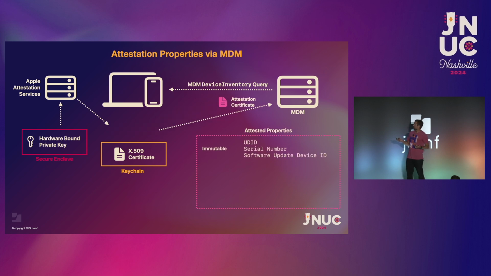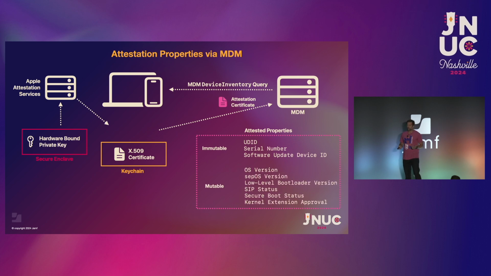What that gives us is all these really great immutable and mutable properties about that device in a way that is, again, signed by Apple. So we get this in the form of a certificate binary, and we can validate the signature on it, that it was issued by a proper Apple CA. We'll talk about how we can use this with Jamf in a minute, but this gives you some really powerful capabilities around that device identifier that should be immutable and should never change.